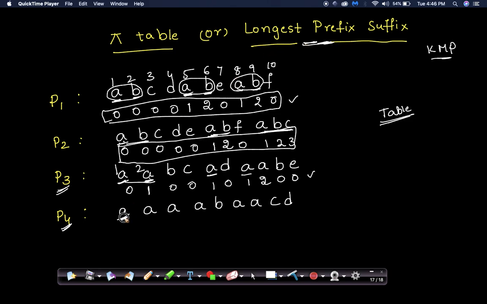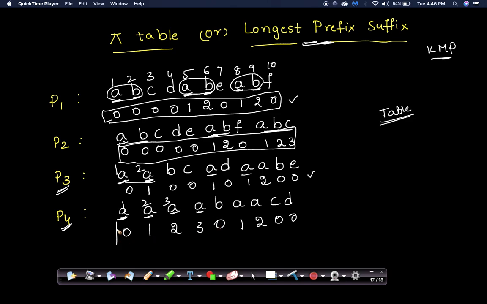First, I will start from A. A appears here, so I'm going to put 1, and one more A appears, so I'm going to put 2, and one more A is present, so I'm going to put 3, because 1, 2, 3 are adjacent to each other. Then I'm going to put 1 and 2, and the remaining are all zeros.